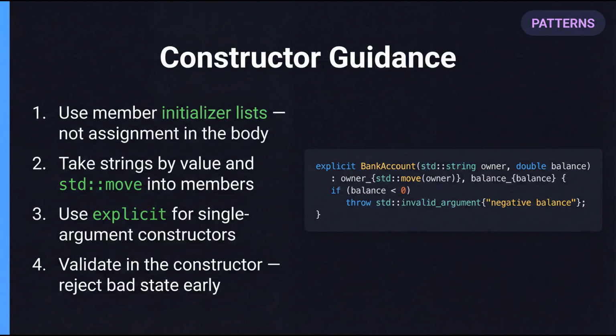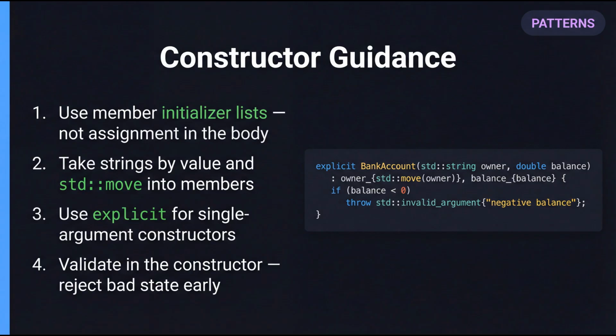4 rules for writing good constructors. First, use member initializer lists, not assignment in the constructor body. The initializer list, the colon syntax after the parameter list, constructs members directly. Assignment in the body default constructs first, then assigns, which is wasteful. Second, take strings by value and std::move into members. This handles both L-value and R-value callers efficiently with one overload.